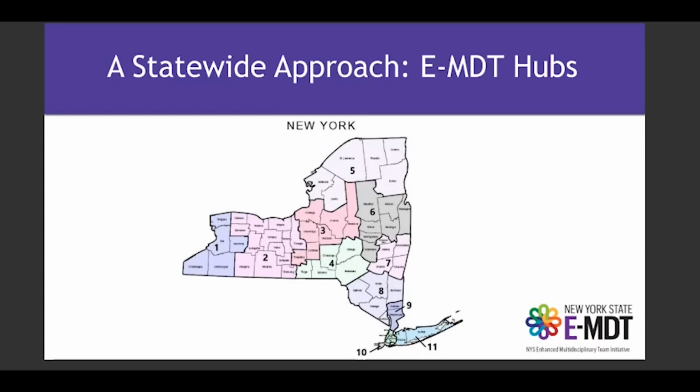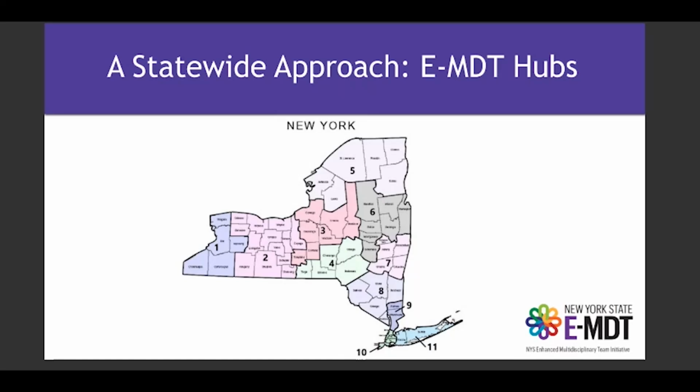So as I mentioned, we were expanding across the state, and we have this hub or region concept. So we have 11 EMDT hubs across New York State, and Lifespan is the fiduciary for the entire statewide network. Our funding comes from the New York State Office for the Aging, who again has partnered with the New York State Office of Victim Services, and we fund agencies in these specific hub areas, as you can see them divided on the map that you're seeing now.